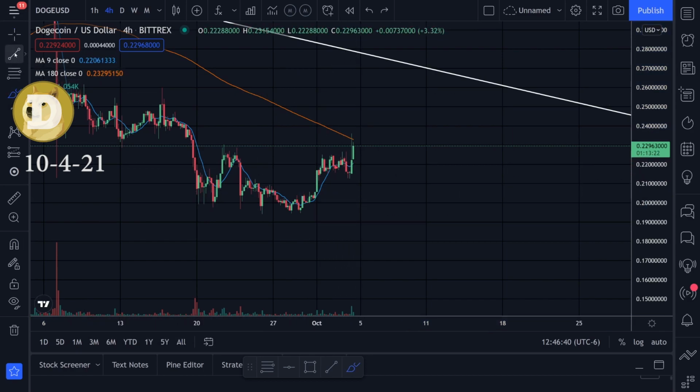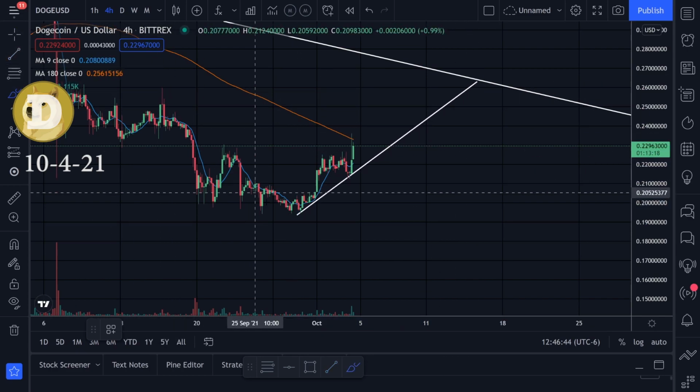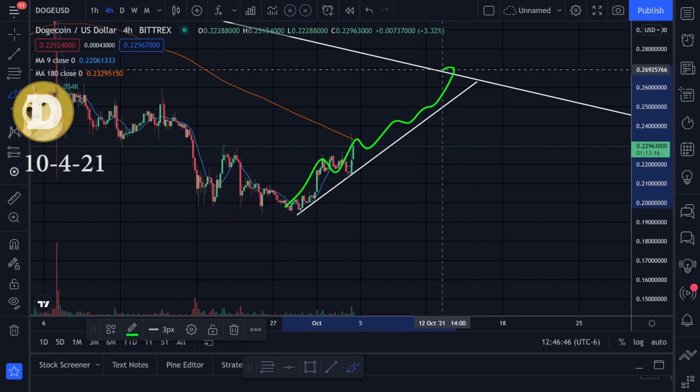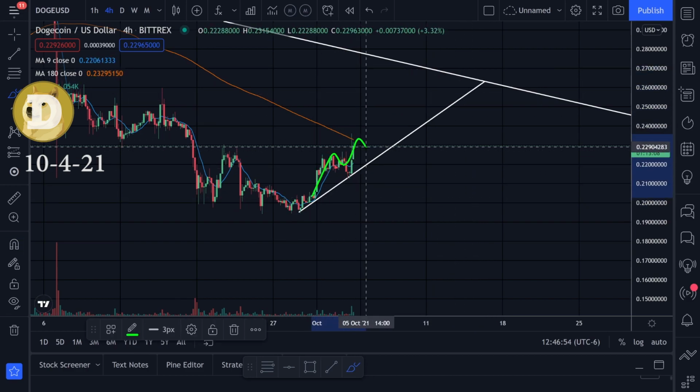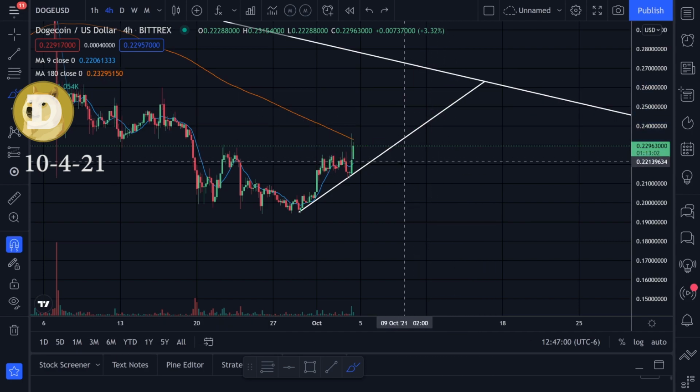I'll be watching an uptrend, something like this. Let's see if we can come up and retest this downtrend, or let's just see how far this trend line will hold. And until we break this trend line going to the downside, then I'm assuming that we're in an uptrend.